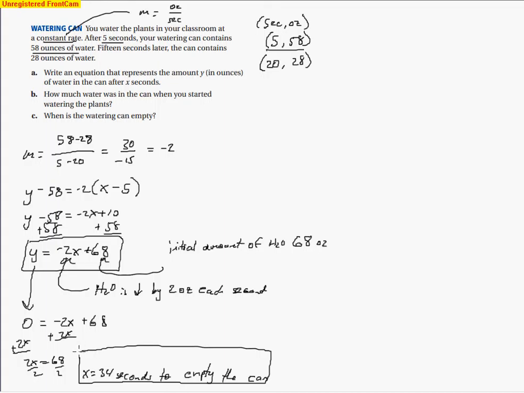So those are the types of problems that you're going to end up seeing on tonight's homework. Good luck.